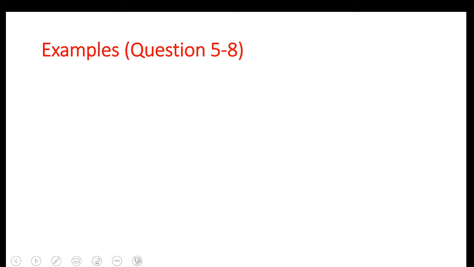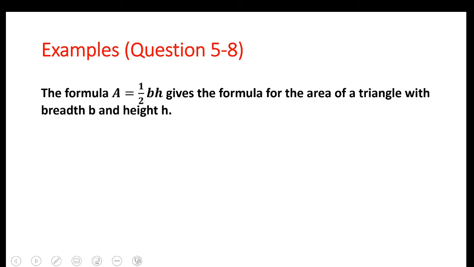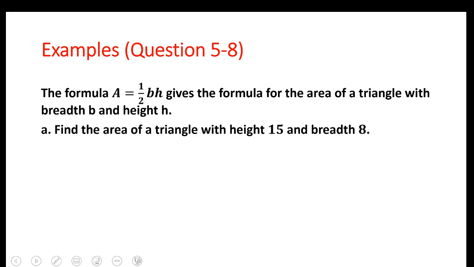And then questions 5 to 8. So all of 5 to 8 is going to look something like this. They're going to be worded questions. The formula A is equal to a half BH gives the formula of an area of a triangle with breadth B and height H. Find the area of a triangle with height 15 and breadth 8. So all we need to do is just substitute those in. So A is equal to a half times the breadth, which is 8, times the height, which is 15.